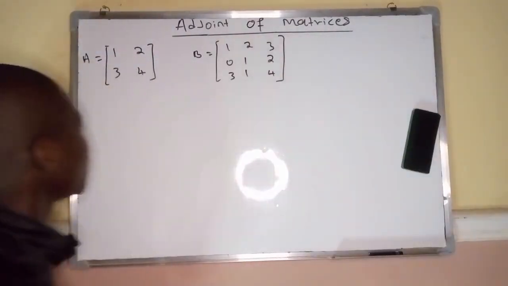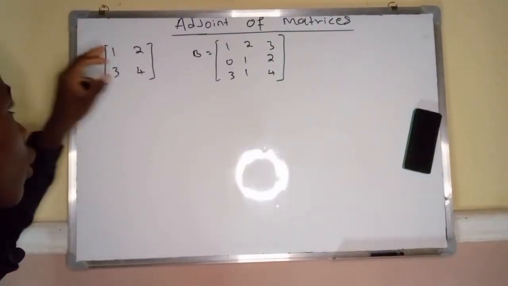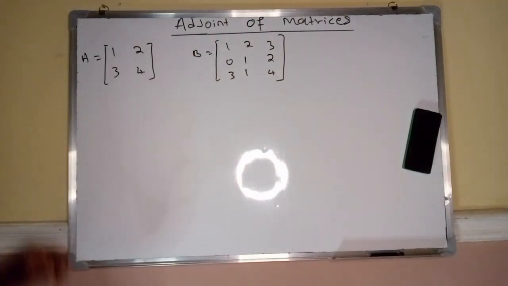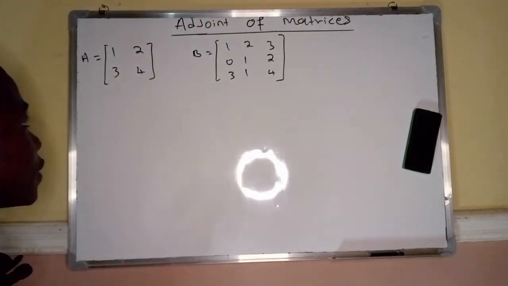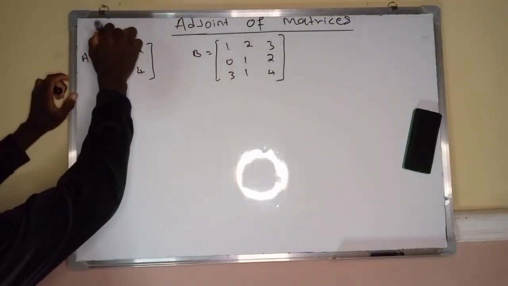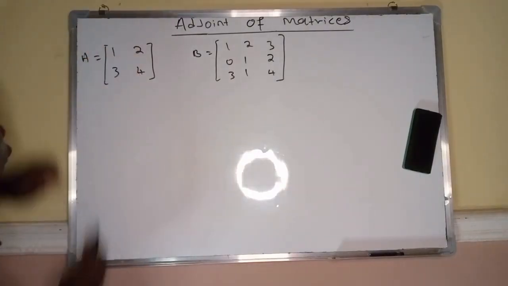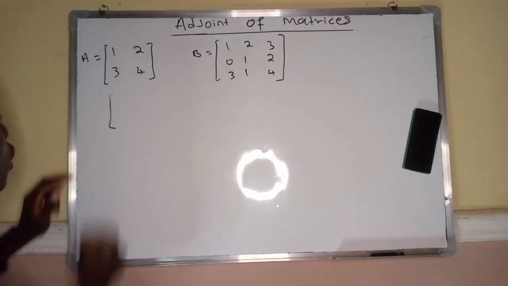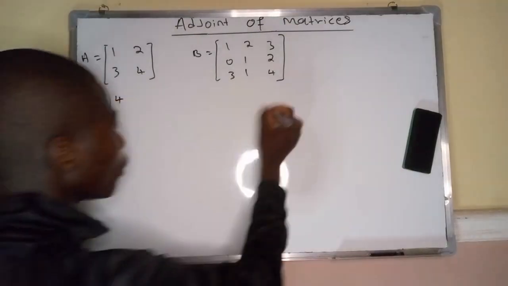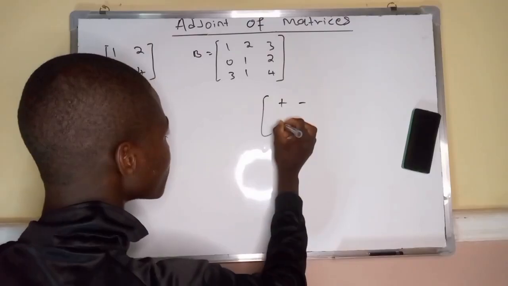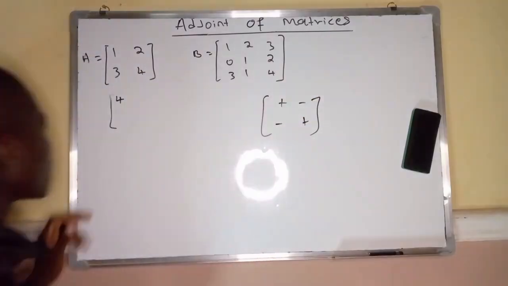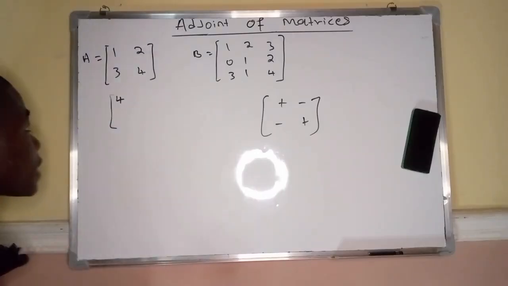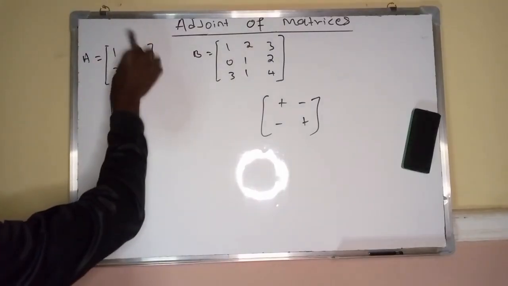So let me find the adjoint of this 2 by 2 matrix. To do that, I have to find the minor of each element. First, the minor of 1: I delete its row and column, and I am left with only 4. But don't forget the positive and negative signs: positive, negative, negative, positive. Multiplying 4 by the positive sign, I still have positive 4. Next, the minor of 2: I delete its row and column.